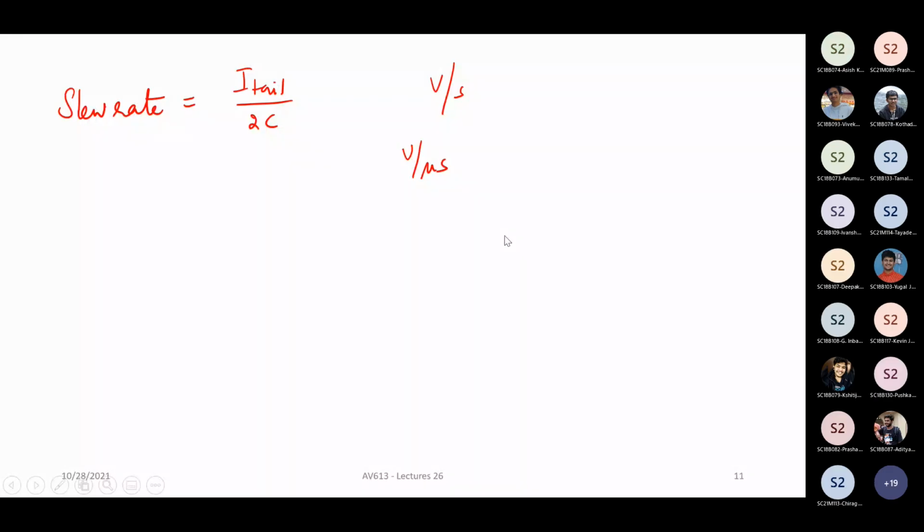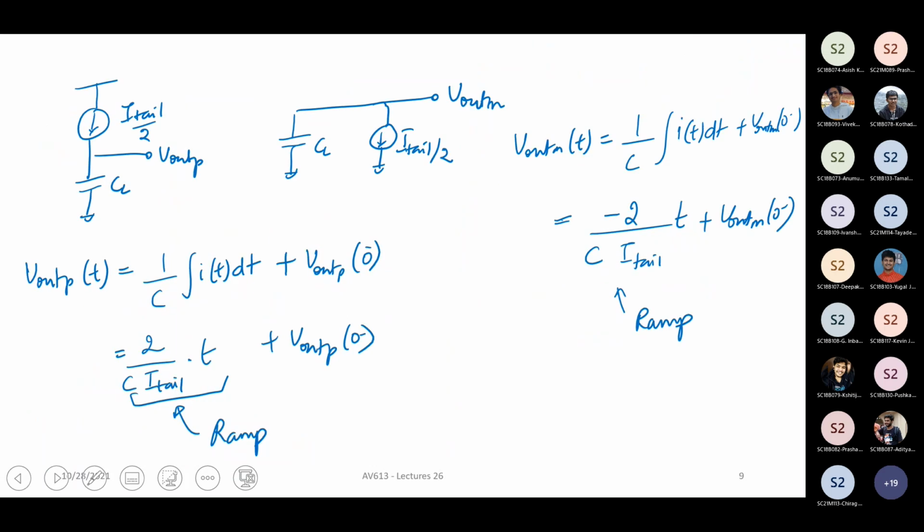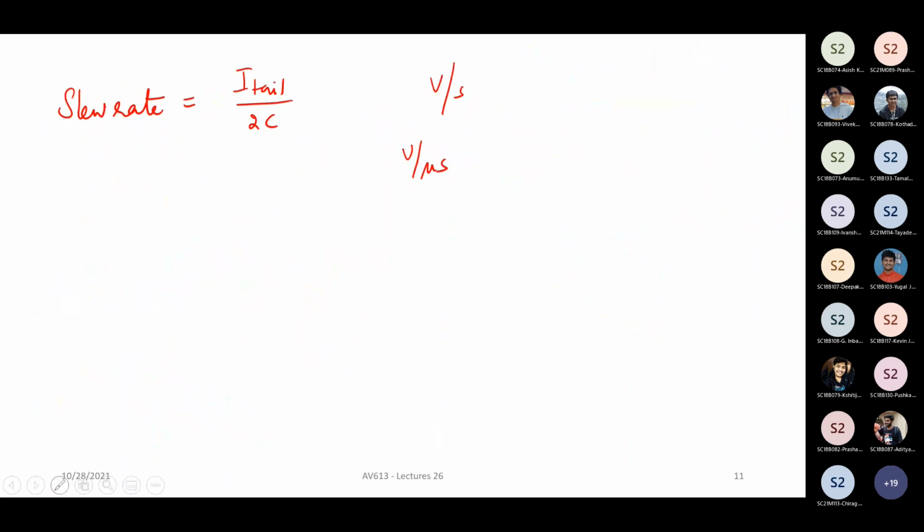So basically this is the slew rate of your op amp. And in the same way, I think I went wrong somewhere here. This has to be I tail by 2 times C. This is also I tail by 2 times C. All right, so this is how your op amp will slew.